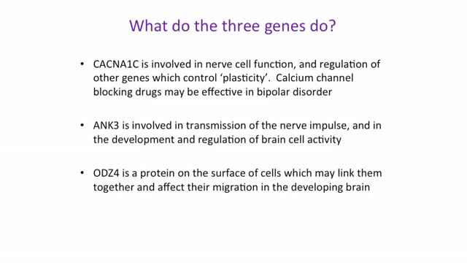ANC3 is also involved in transmission of the nerve impulse, but particularly in how the circuitry develops in the brain and then responds to environmental events, so-called plasticity. So it's a gene that seems to regulate the brain's ability to respond to environmental challenges.